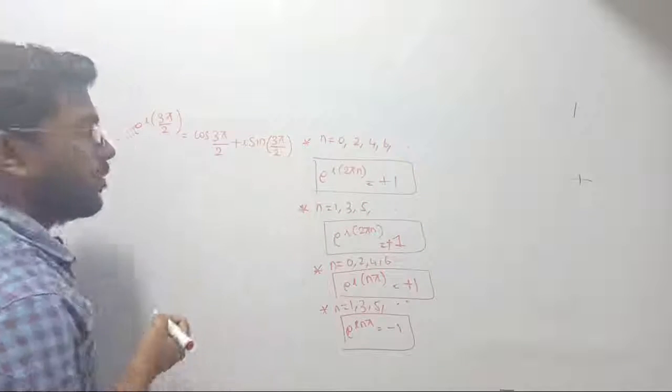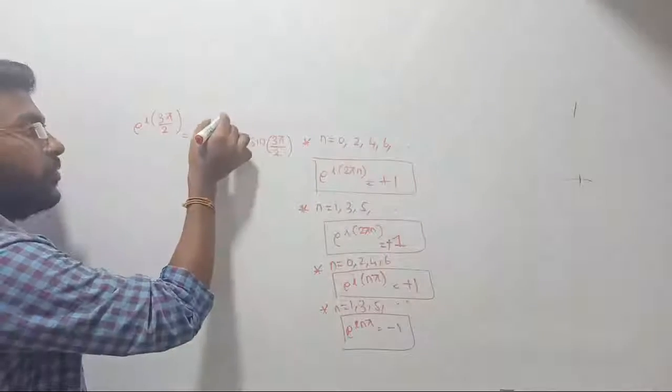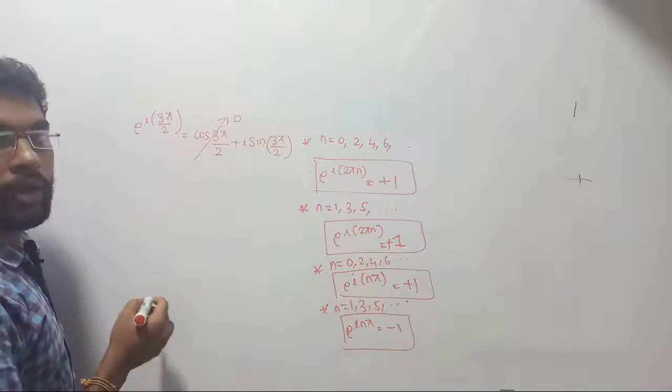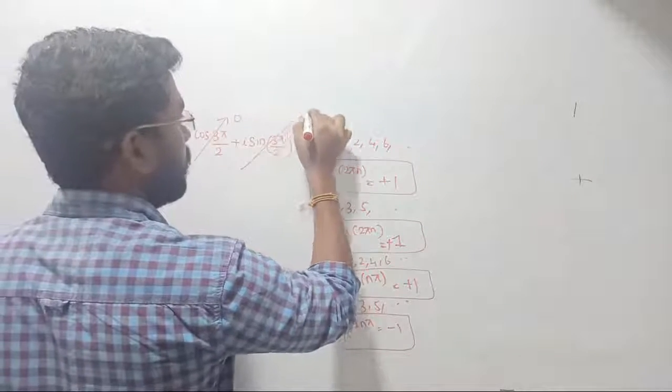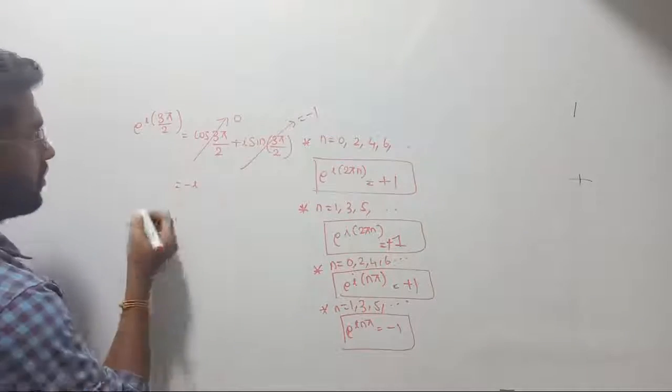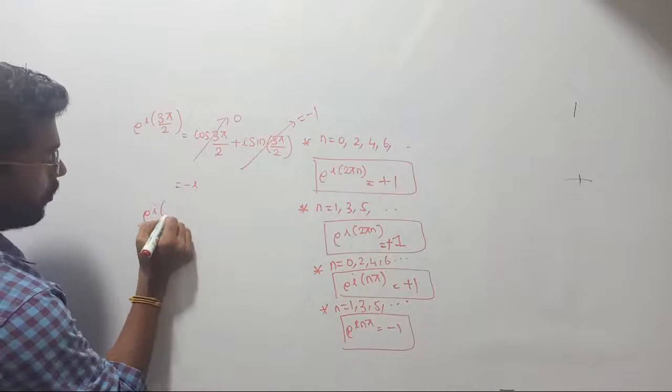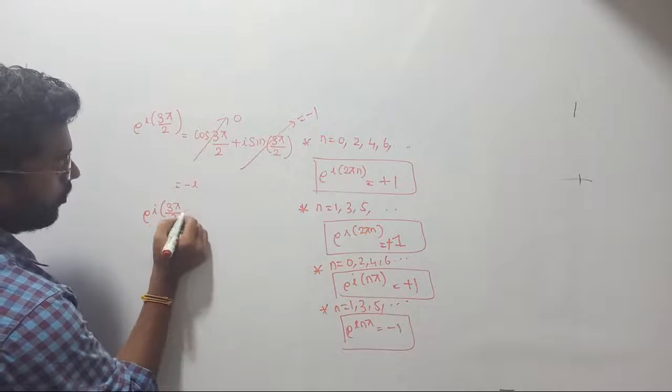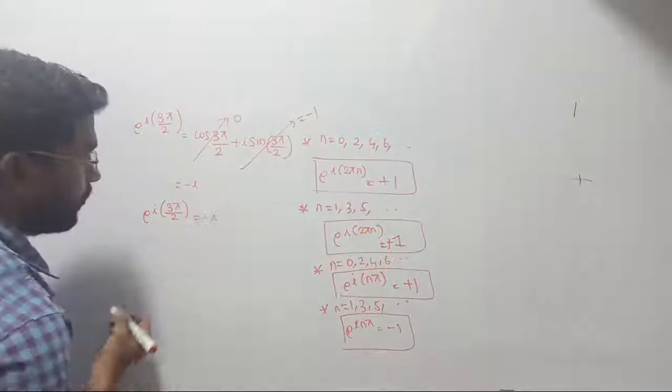See, what are we going to get now? Cos 3 pi by 2 should be equal to 0, we all know. What about sin 3 pi by 2? That is equal to minus 1. Do you agree with me? Yes, that is going to be minus I. So what is the conclusion? e power I into 3 pi by 2 should be equal to minus I.